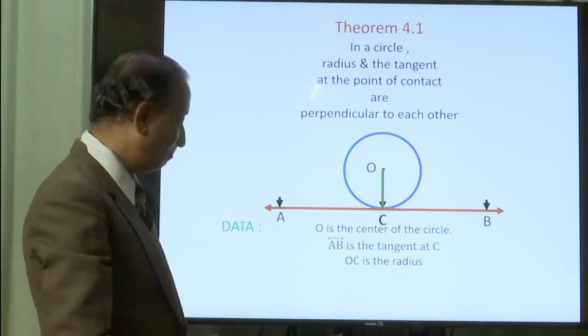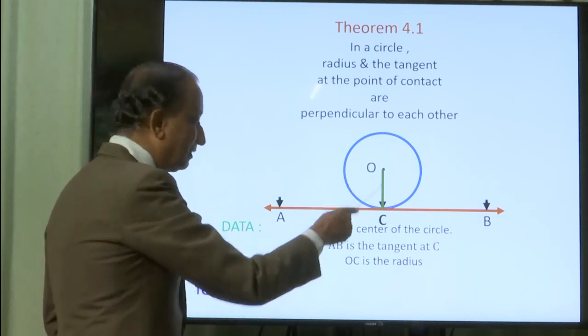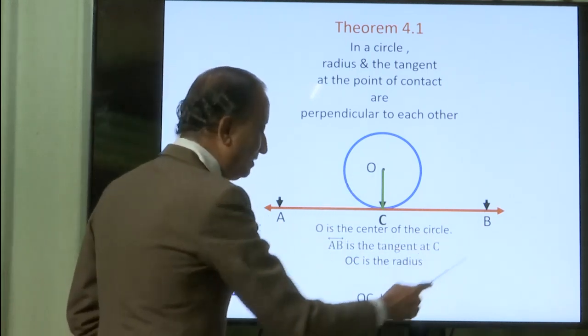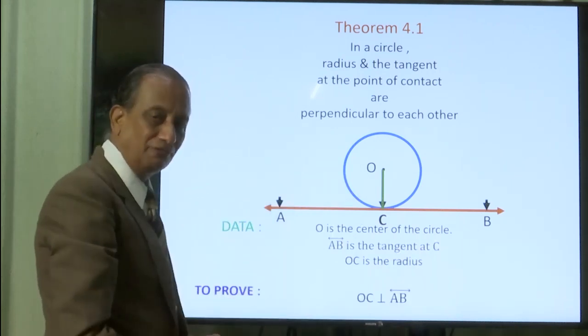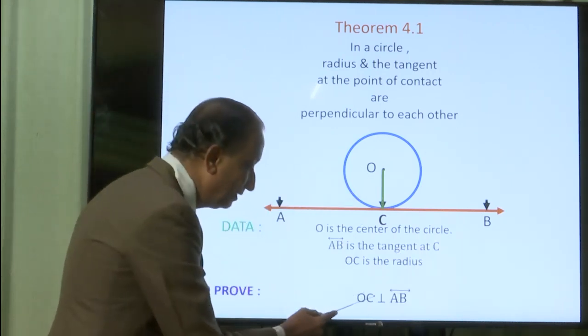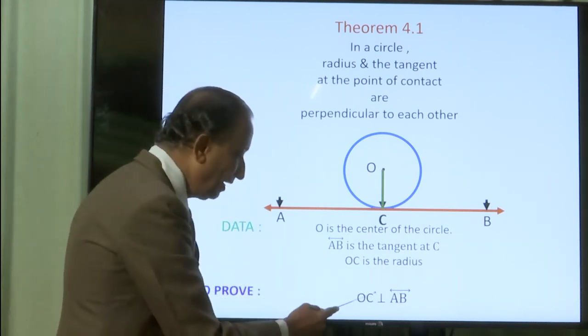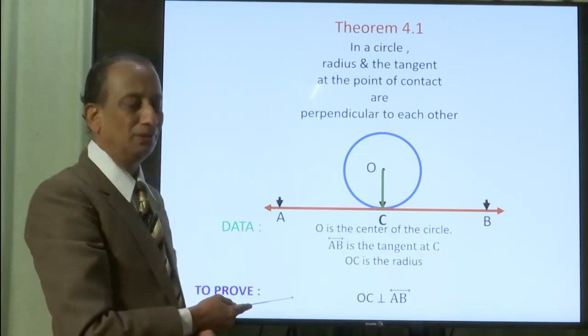We need to show, we have to prove, that this radius and this tangent at the point of contact are perpendicular to each other. Look, this is the symbol for perpendicular. So, OC is perpendicular to AB.